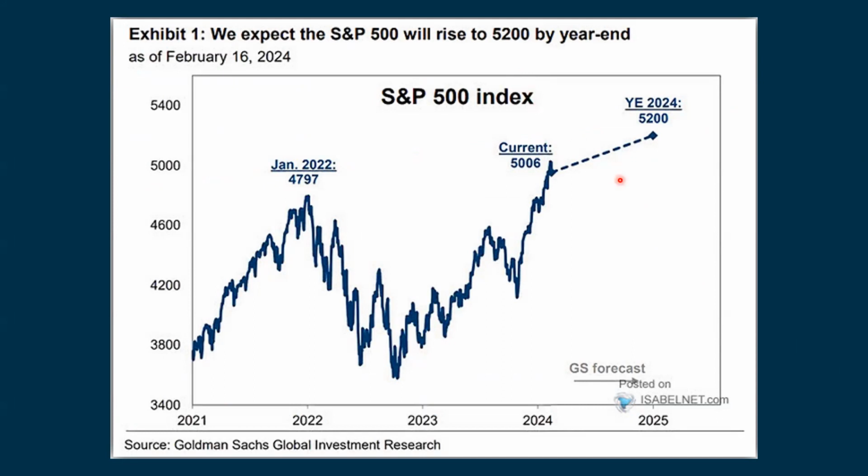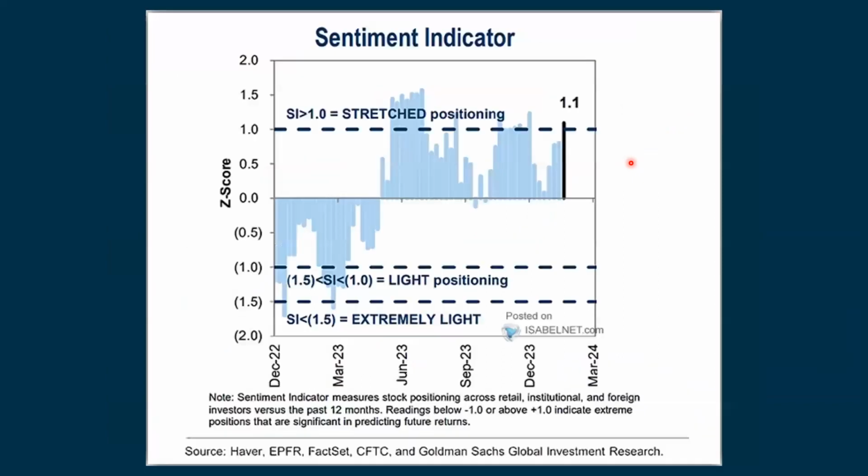Okay, we're right around the 5,000 level now. When they did this chart, we were at 5,006, and that's just what they're expecting. But you have to kind of take some of these charts with a grain of salt. If we were going down, their projection would be lower. If we're going up, their projection is going to be higher. So, they're people with emotions just like everybody else.